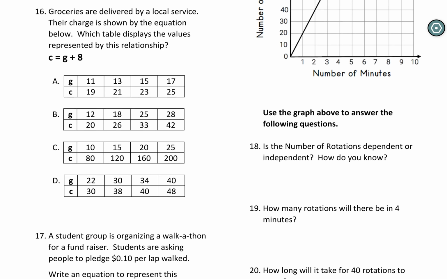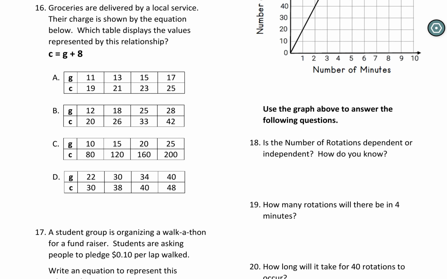Question 16. Groceries are delivered by a local service. Their charge is shown by the equation below. Which table of values represents this relationship? So I have an additive relationship. So my y value, which is c here, and then my x value is g. So g plus 8 gives me c. So 11 plus 8 is 19. Okay. 13 plus 8 is 21. 15 plus 8 is 23. 17 plus 8 is 25.